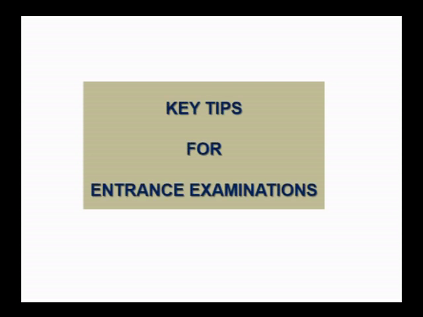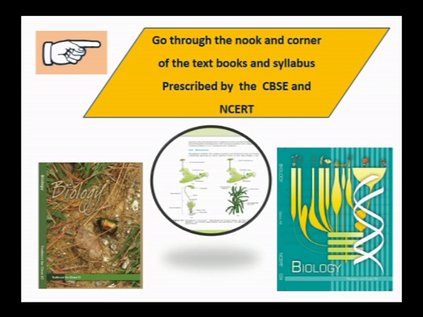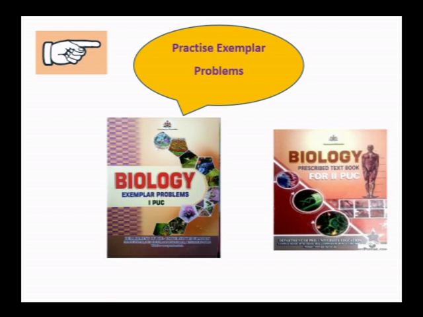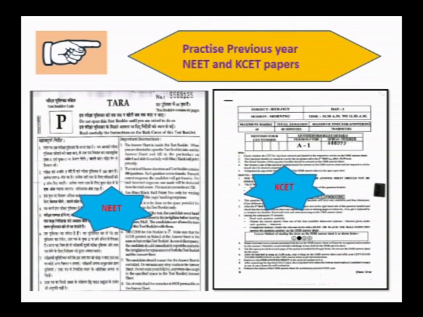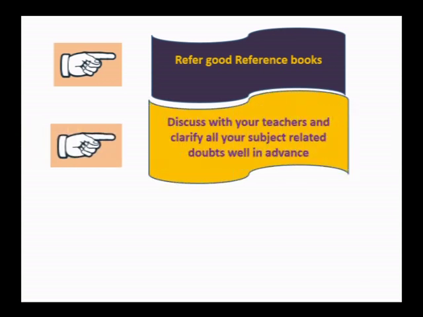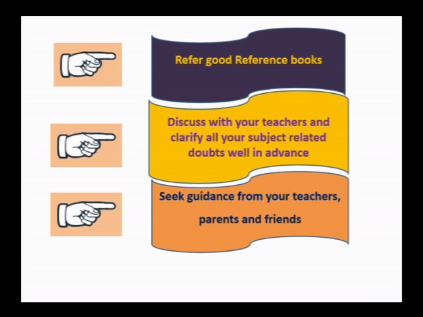Key tips for entrance examination. Go through the nook and corner of the textbooks prescribed by the CBSE and NCERT. You need to study the first year and second year both. First PUC and second PU syllabus should be given equal attention. Practice exemplar problems. Practice previous year NEET and KCET papers. Refer good reference books. Discuss with your teachers and clarify all subject related doubts well in advance. Seek guidance from your teachers, parents and friends.